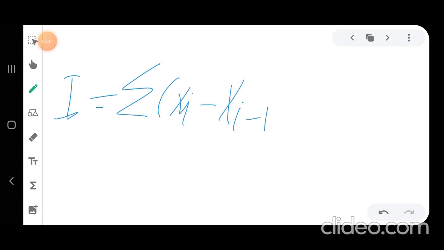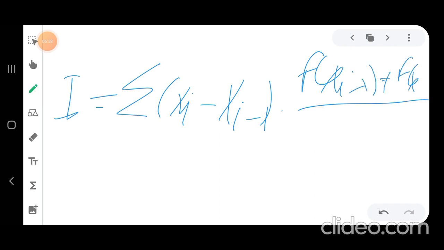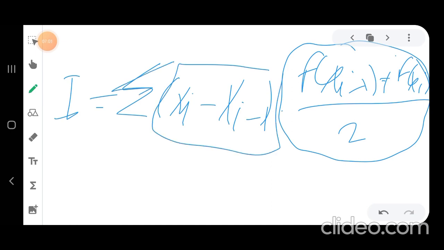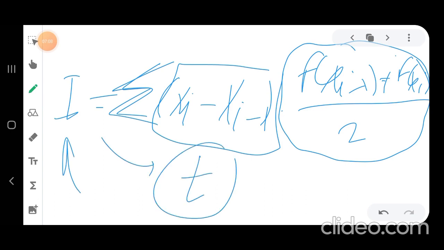As we discussed, the trapezoidal rule is just the summation of xi minus xi minus 1, multiplied by f of xi minus 1 plus f of xi, over 2. So it is the average value of the function multiplied by the interval. Then you take the summation for all points. That's it, you can take the integral. From the integral you can get the time required.